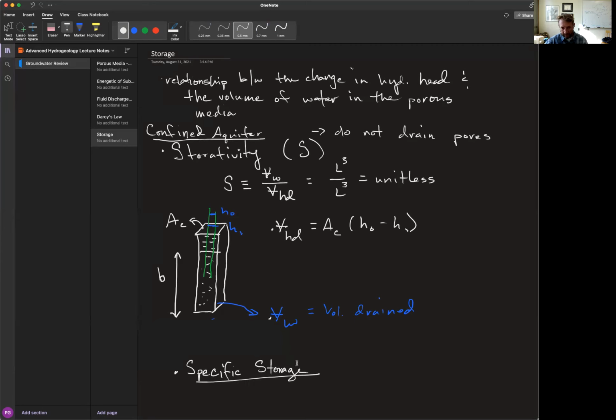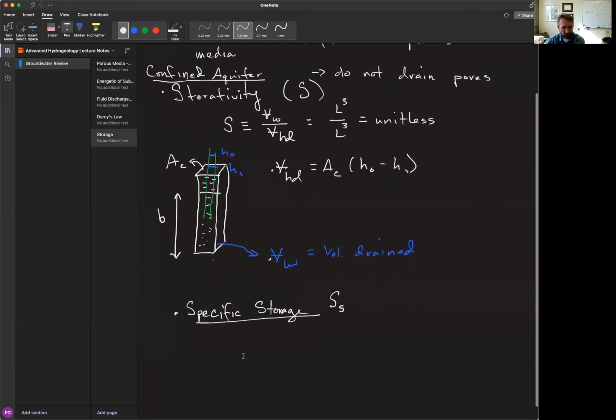All right? And it gets this symbol S sub S. And S sub S is equal to the volume of water drained divided by the volume of the head drop, all right, and multiplied by 1 over the thickness.